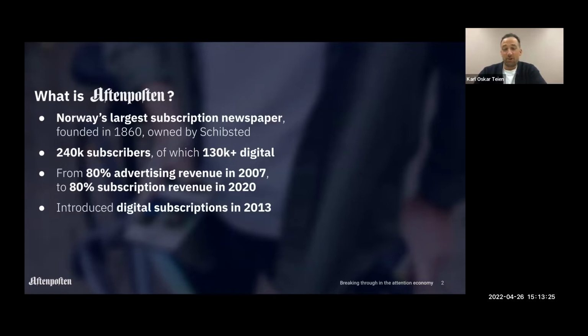We've turned our revenue model on its head as well. We used to have 80% advertising revenue to now having 80% subscription revenue. That means that we can work in a whole different way as well.